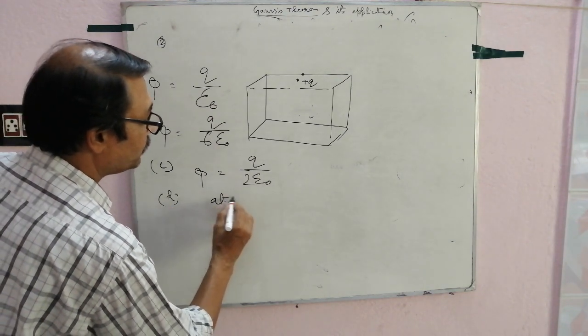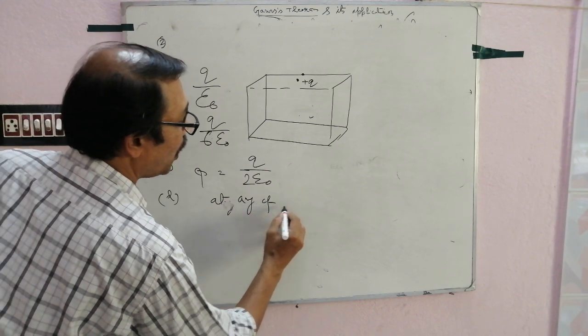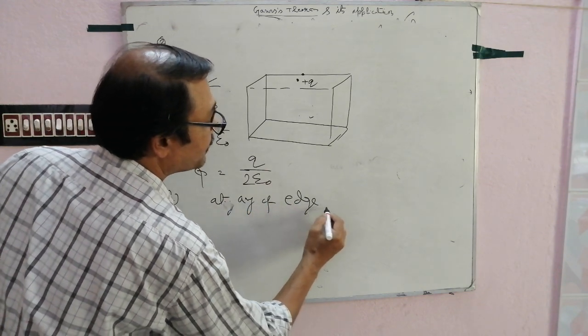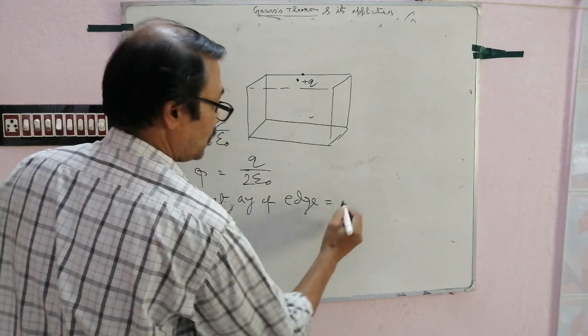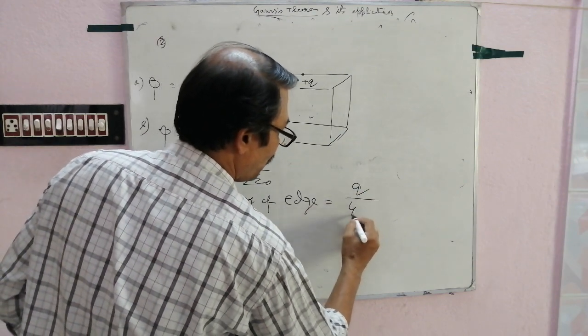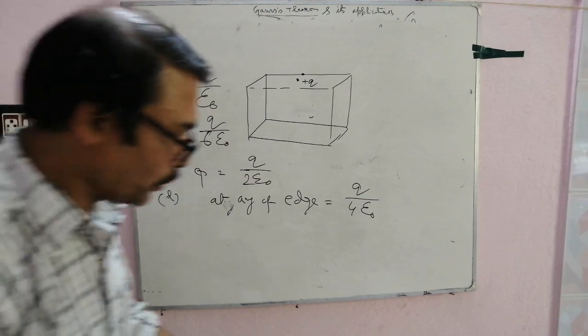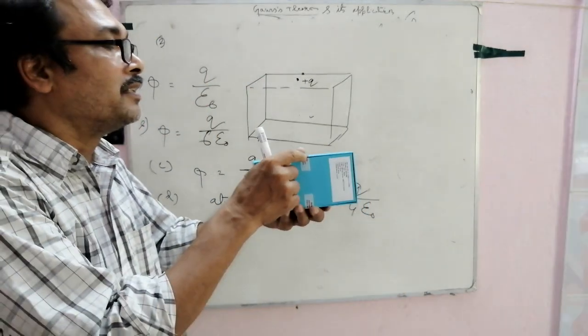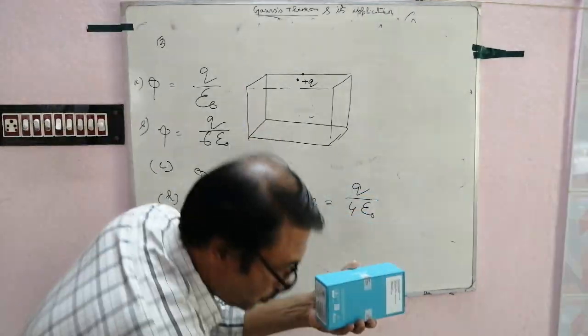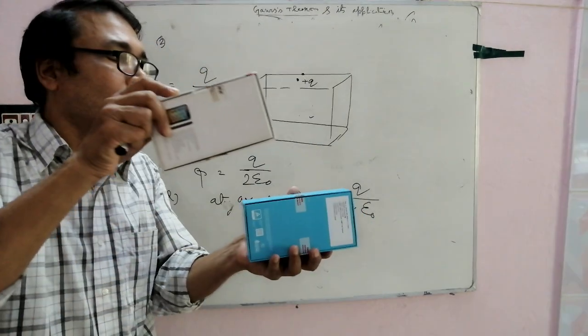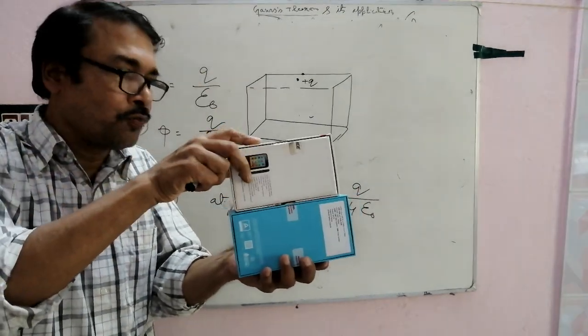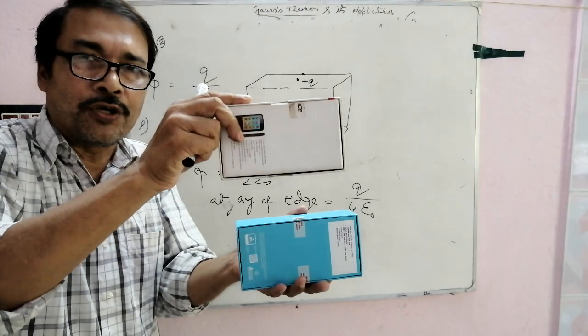So in that case, if the charge resides on any of the edges, the flux is Q by 4 epsilon naught. Clear? Again follow the edge here. To cover it we need 1 cuboid, 2 cuboids, 3 cuboids and 4 cuboids.